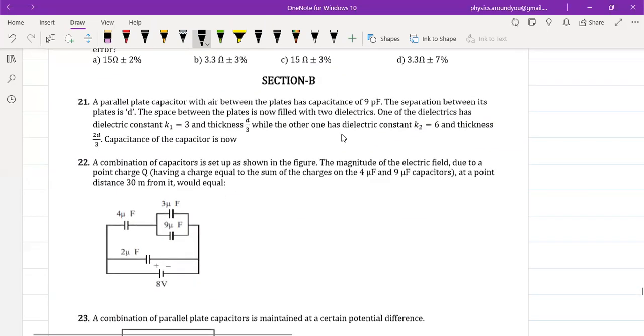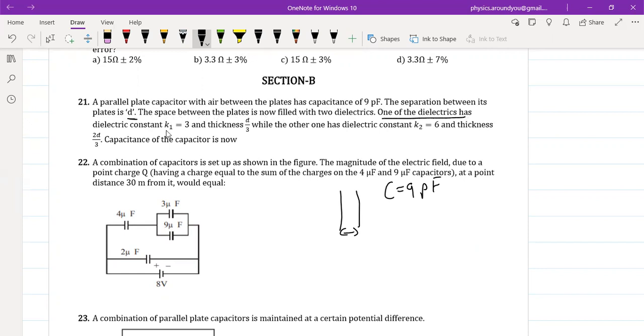Going forward, question number 21. It is a parallel plate capacitor, and it has air between it. Its capacitance is 9 picofarad, it seems. Now, the separation between its plates is D.